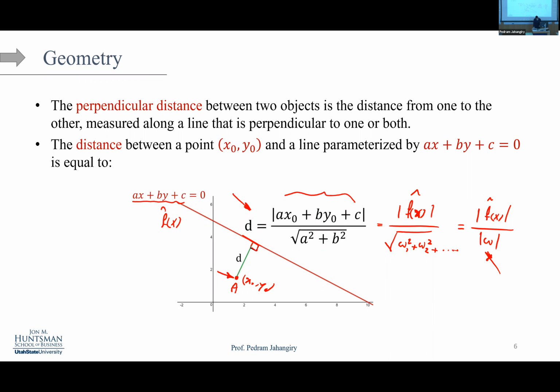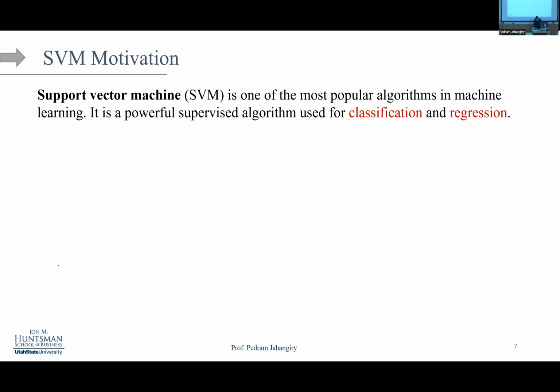Okay. All right. Now, before going to the definitions of the optimization problem or classification in general, let's see one more time: what's the idea of the support vector machine as a regressor and a classifier? As I said earlier, SVMs are very powerful and one of the most popular algorithms in machine learning. It is a powerful supervised algorithm used for classification and regression.